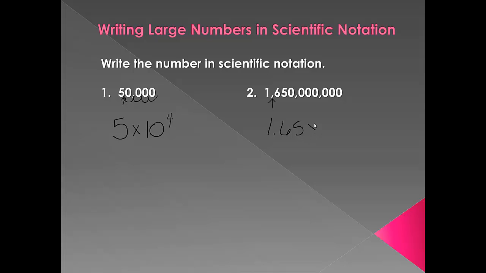Then I'll have times 10, and now I need to figure out my exponent. So I need to figure out how many places I moved my decimal over. So I started at the end, and I go 1, 2, 3, 4, 5, 6, 7, 8, 9. So I moved it over 9 places, and since my original number is greater than 1, my exponent is going to be positive. So I have 1 65 hundredths times 10 to the 9th power.